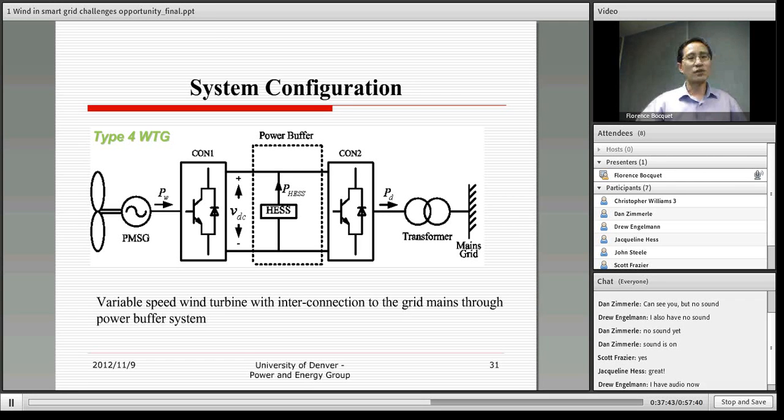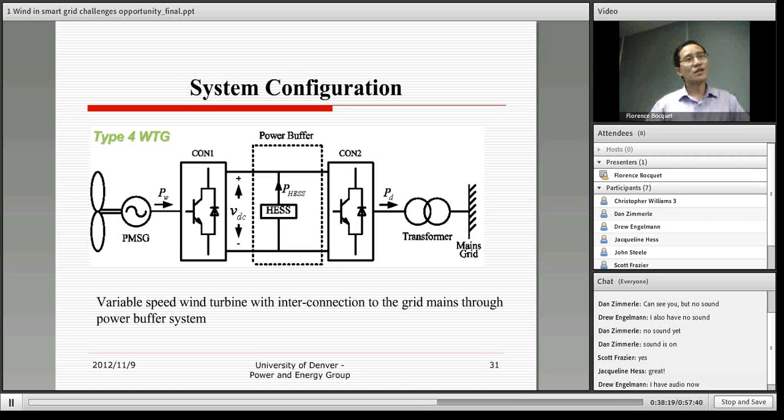For example, for Type 4 machine, we put a hybrid energy storage system, meaning that we put batteries and supercapacitors in parallel. For example, we put them in the DC link, and so we provide a power buffer between the wind turbine and power grid. So the goal is that we want to deliver constant power dispatched to the power grid, and whatever the fluctuation will be accommodated by the energy storage systems.